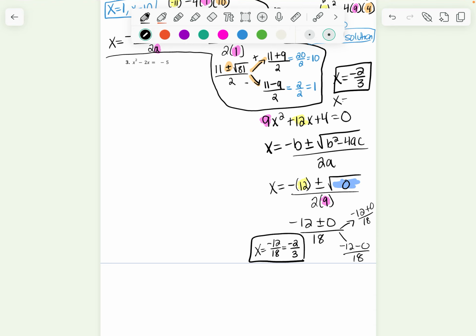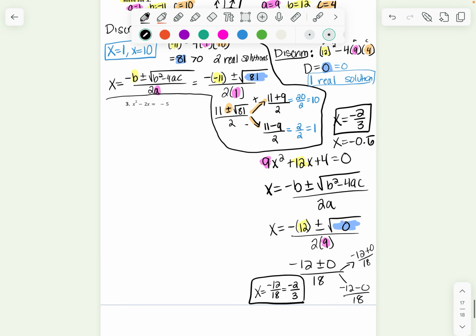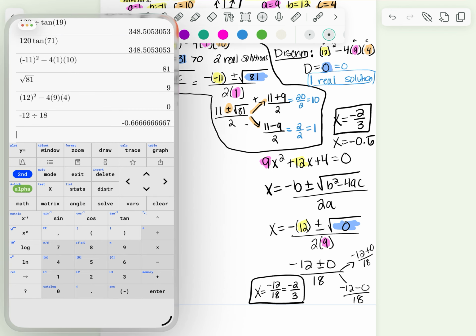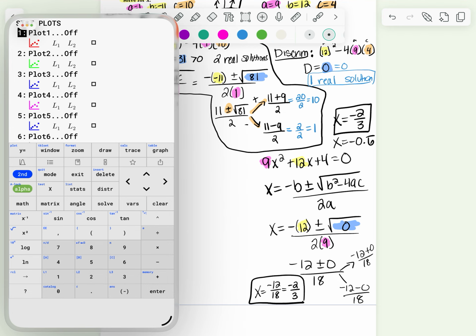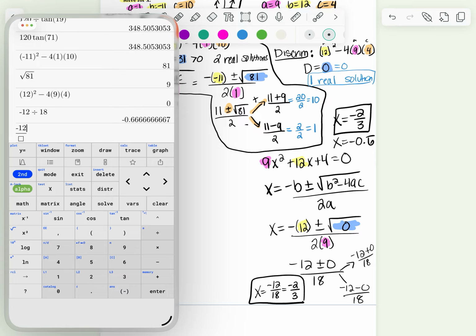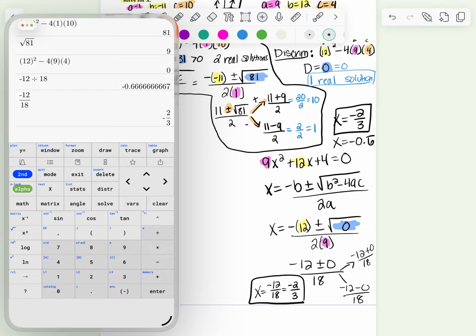If you plugged that into your calculator, you're going to get negative 0.6 repeating. So if you did the decimal answer, where did I put that calculator? Negative 12 divided by 18, know that that is negative 2/3. Remember, you can do alpha y equals to enter in the fraction, and if you do it this way, then the calculator will reduce it for you. And I would prefer the reduced fraction instead of the decimal since it repeats forever. Otherwise, you have to put the little line above it.